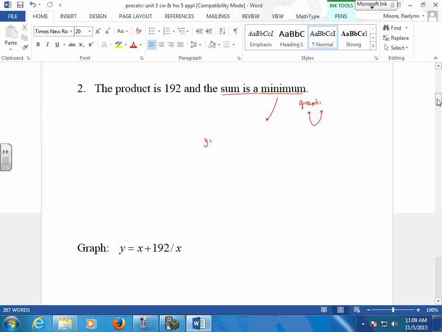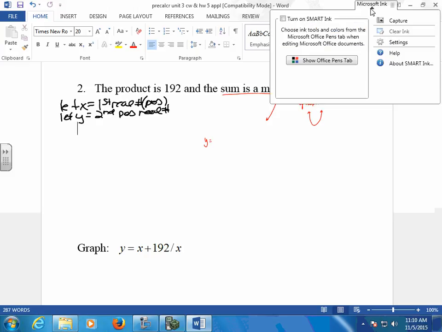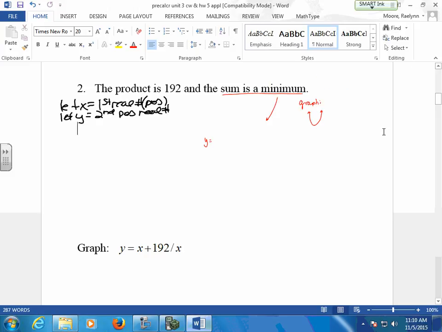All right, so we're going to start like this. I'm going to let x equal my first real number. I'm going to let y, positive real number, equal my second positive real number. Okay? Now, this time, remember we look for the word maximum and minimum. Do you see it in the sentence? Right here.